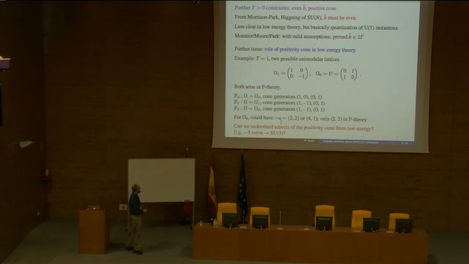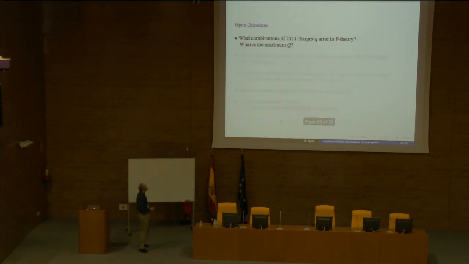So that's another thing that we should be able to rule out from some low energy constraint, or else it'll be swampland. So there's a big question, which is how much of the positivity cone can we understand from the low energy theory? It's a question I've been bothering people about for years now, which is if you have a -3 curve, why do you have to have an SU3 from the point of view of the low energy theory? Okay, I'm out of time.